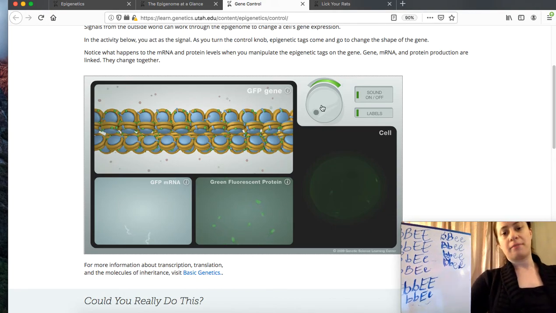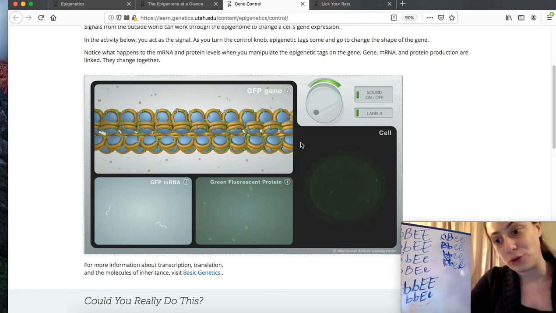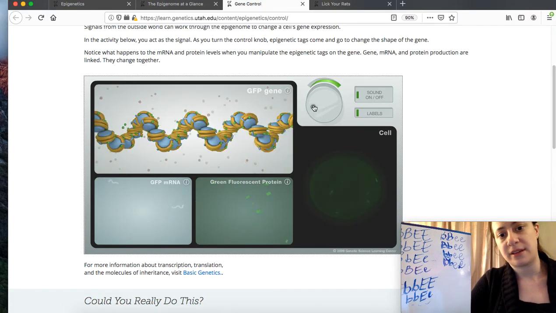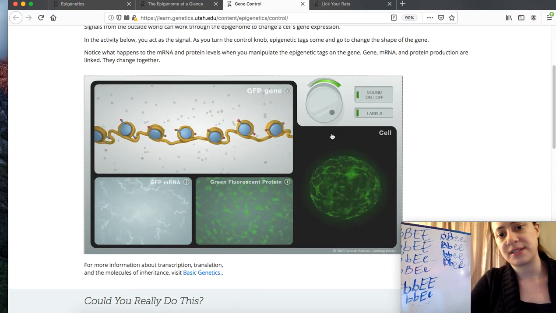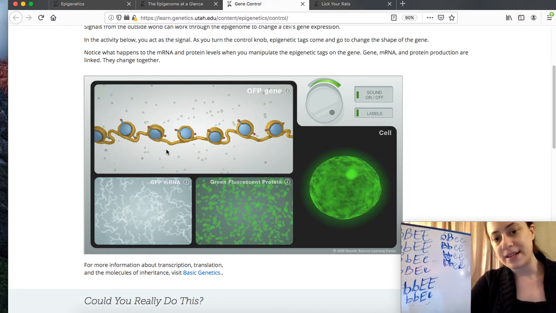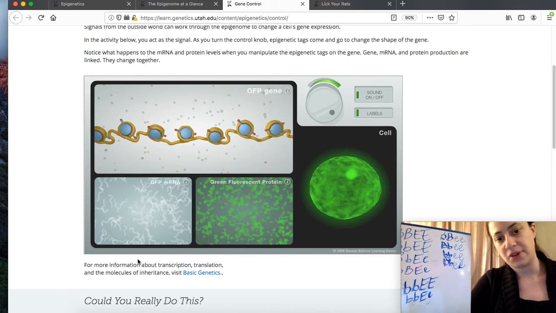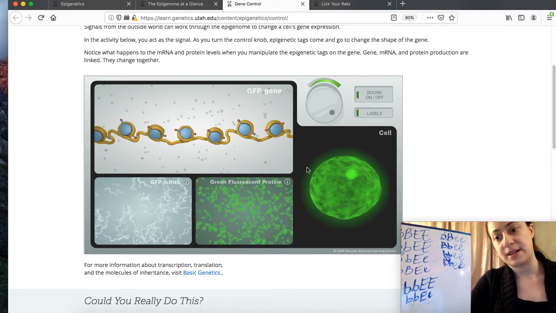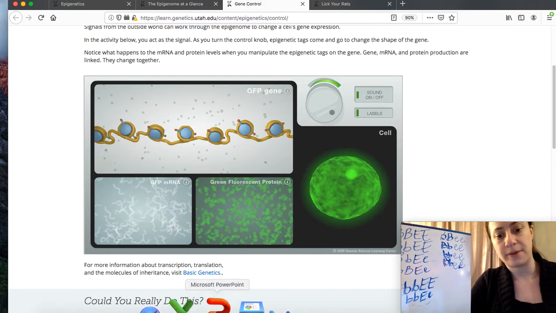Now, let's go in the other direction. Here, this gene for the green fluorescent protein that you're going to see in the cell, let's open it up. So I'm going to turn the dial in the other direction, and as you see, as the gene is opened, more of the mRNA is transcribed. As you saw, more of the protein is translated, and the cell is brighter.